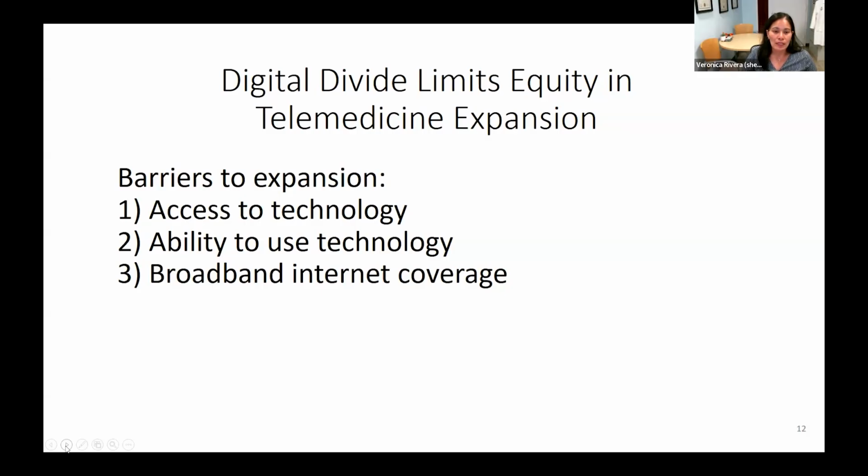Your public services, thinking about how to improve access to the actual equipment needed to access technology, the ability to use that technology, so connecting patients to education or resources where they might be helping seniors learn how to use this technology, and then helping seniors also obtain broadband or internet coverage. Those are things that we really should be doing to help improve this digital divide.